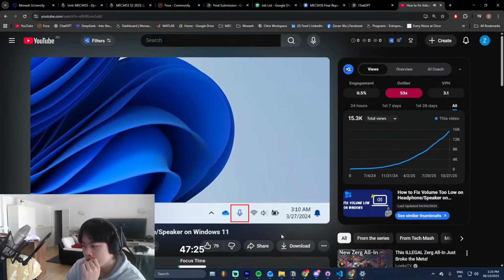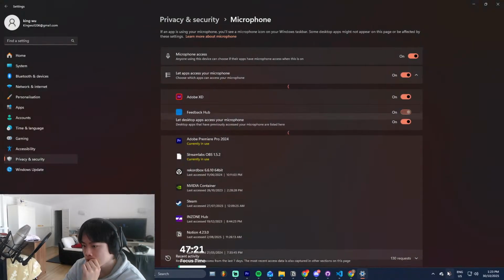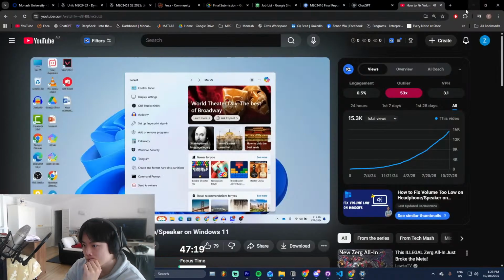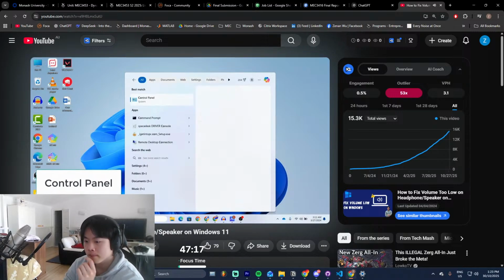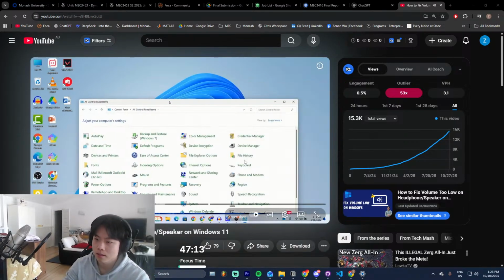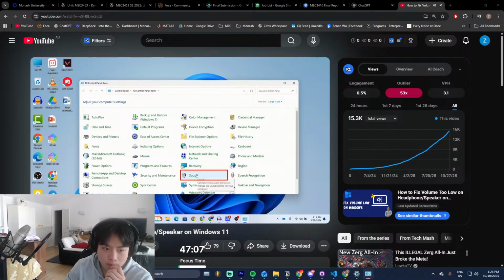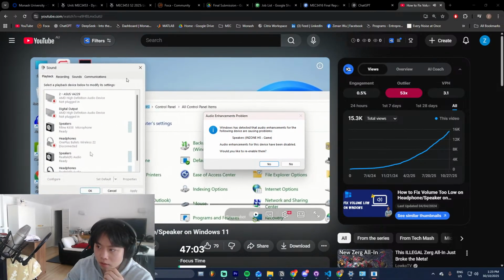Now if you are still experiencing issues, let's dive deeper. For Windows users, head over to your control panel. So for that, just search for control panel in your Windows search box and then open your control panel. So in your control panel, make sure that the view by is selected to large icon, and then here you can see a sound icon. So just click on your sound icon.